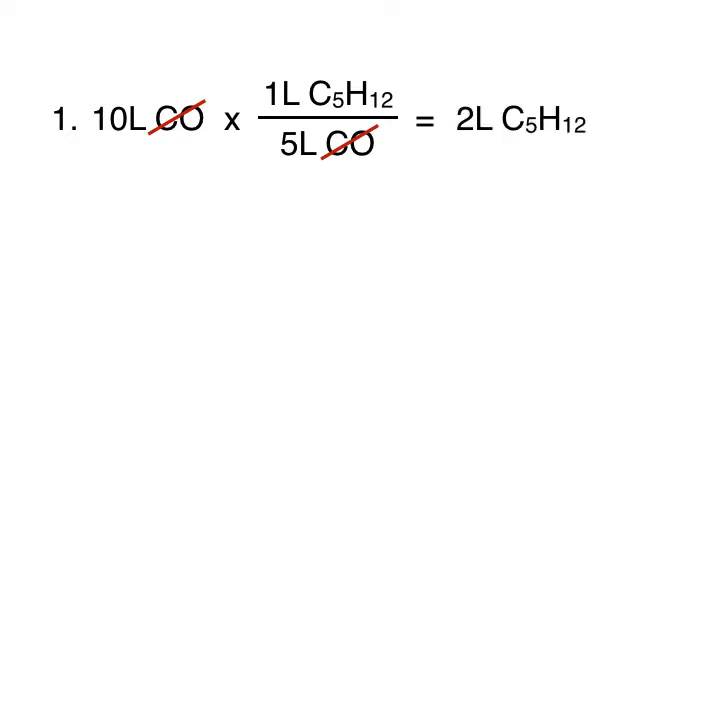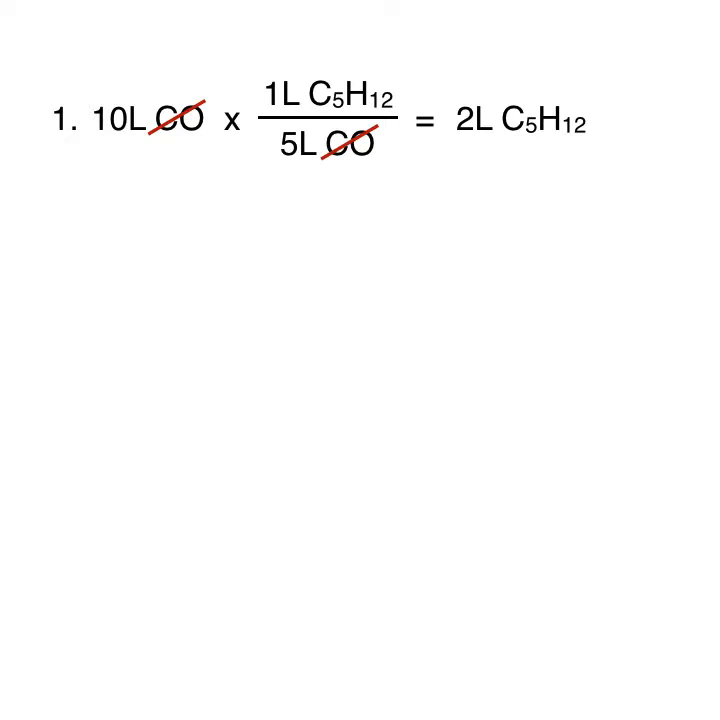Having said that, let's move on to determining our limiting reactant. We'll start by calculating the volume of C5H12 that will be produced if all the carbon monoxide is used. We can calculate this by multiplying our 10 liters of carbon monoxide with the ratio 1/5, which is the mole ratio of C5H12 to carbon monoxide. The liters of carbon monoxide cancel out, and we are left with 2 liters of C5H12.